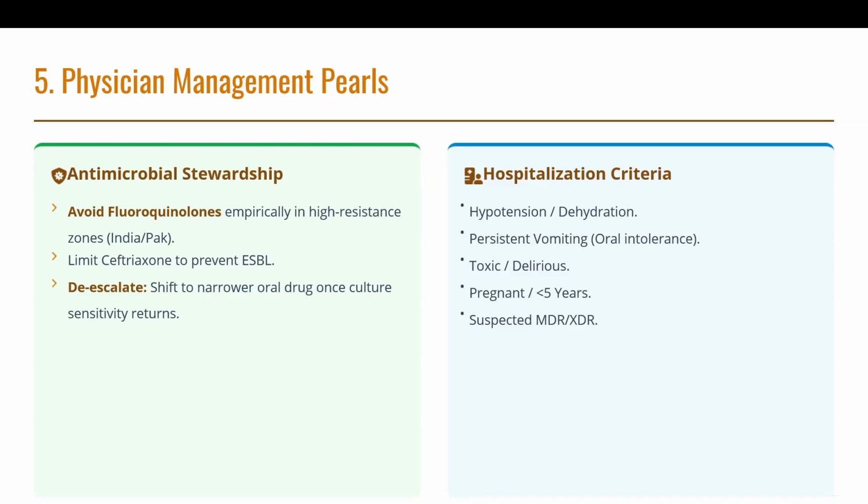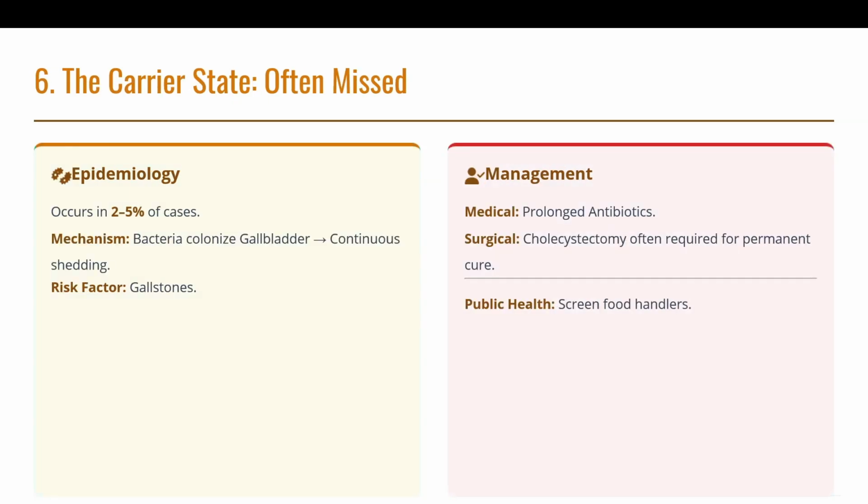So when there is hypotension or dehydration, the patient may need hospitalization. If there is persistent vomiting or oral intolerance, it may require hospitalization. When the patient appears toxic or delirious, it may require hospitalization. Also if the patient is pregnant or less than 5 years old, or in case of suspected MDR or XDR salmonella. So always look for the carrier state.